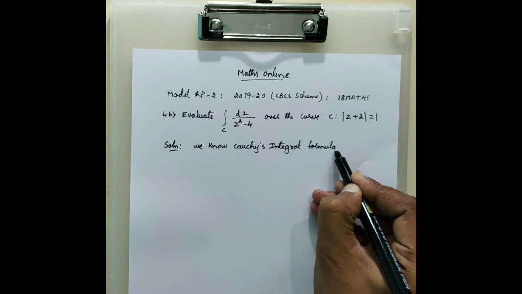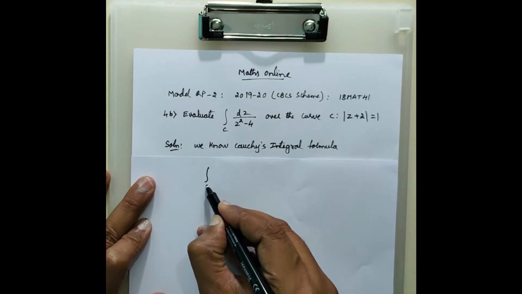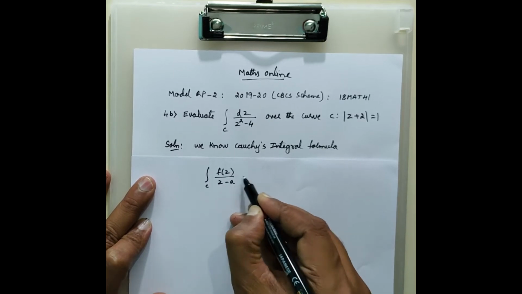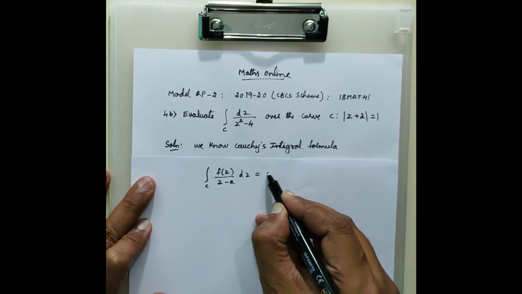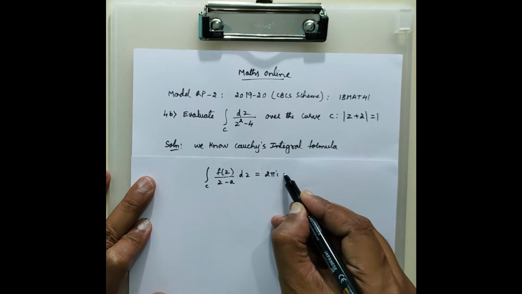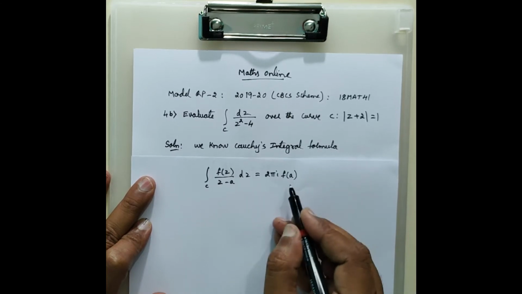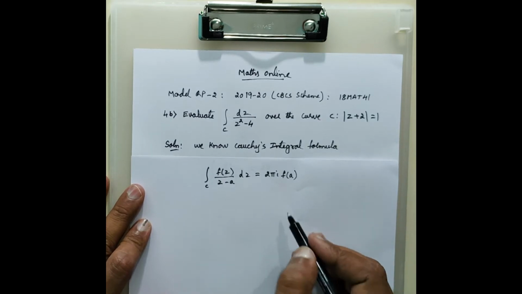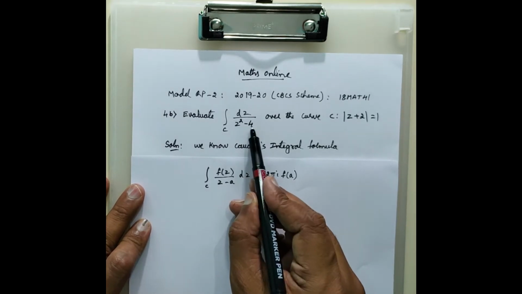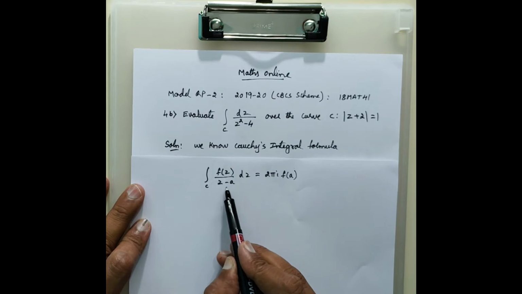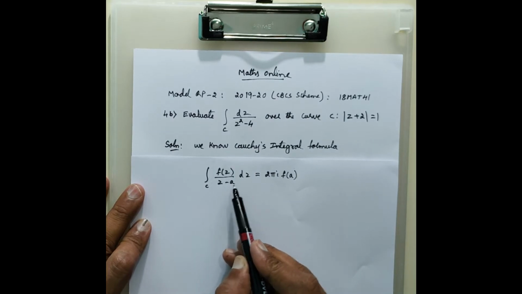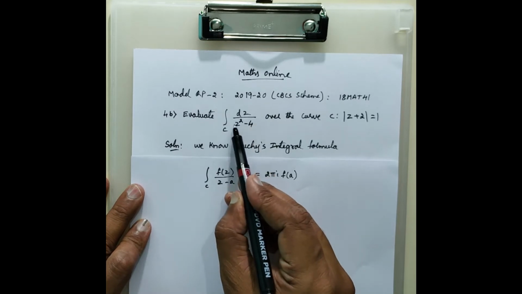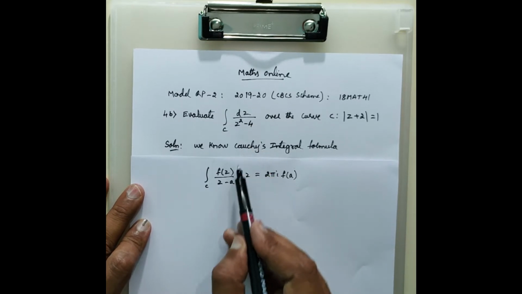The Cauchy's integral formula is, integral over C of f of z by z minus a into dz, its value is 2 pi i into f of a. That is the Cauchy's integral formula. So it is not in the standard form of z minus a. So you have to get that z square minus 4 in terms of z minus a.